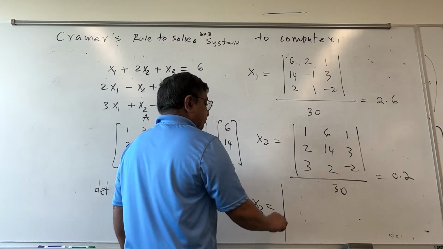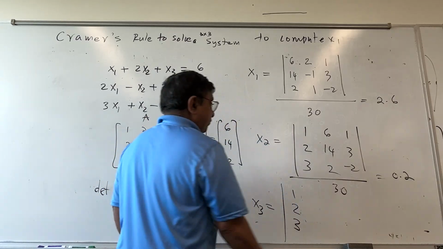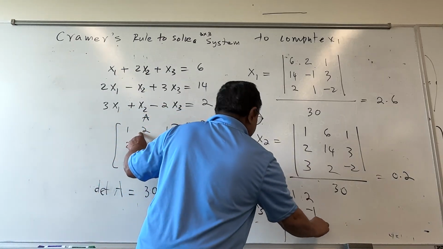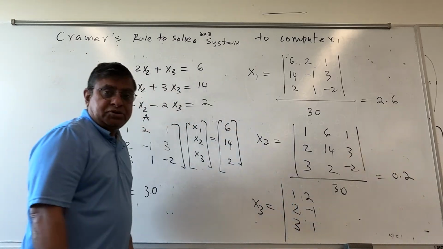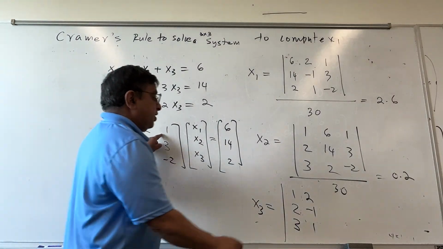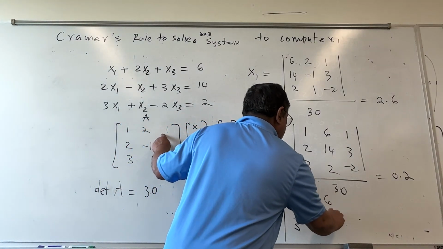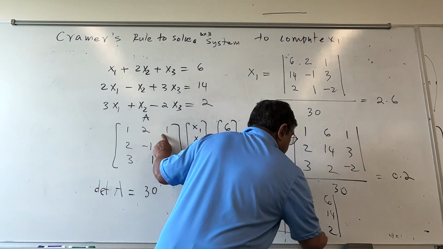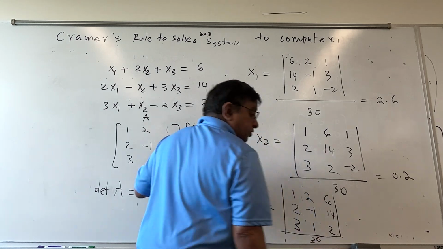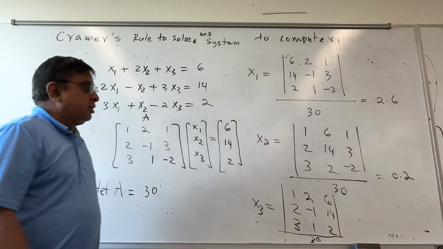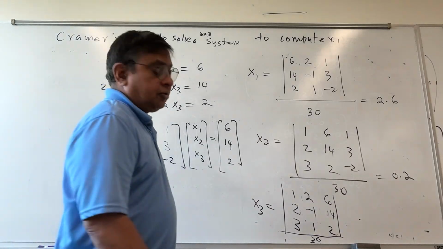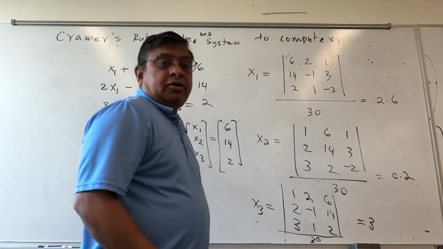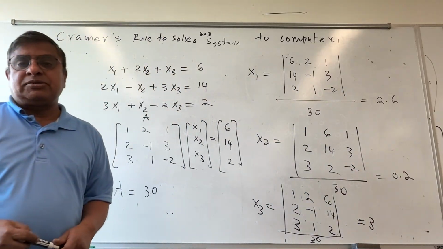And x3 is 1, 2, 3, and 2, negative 1, 1. Those are the first two columns of A. Replace the third column by the output and divide that by 30. That gives you 3. Okay. So those are the values of x1, x2, x3.